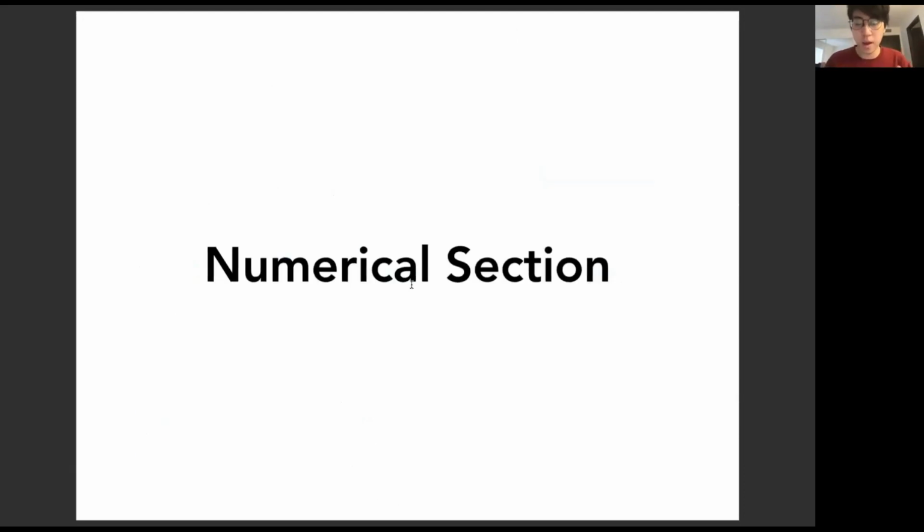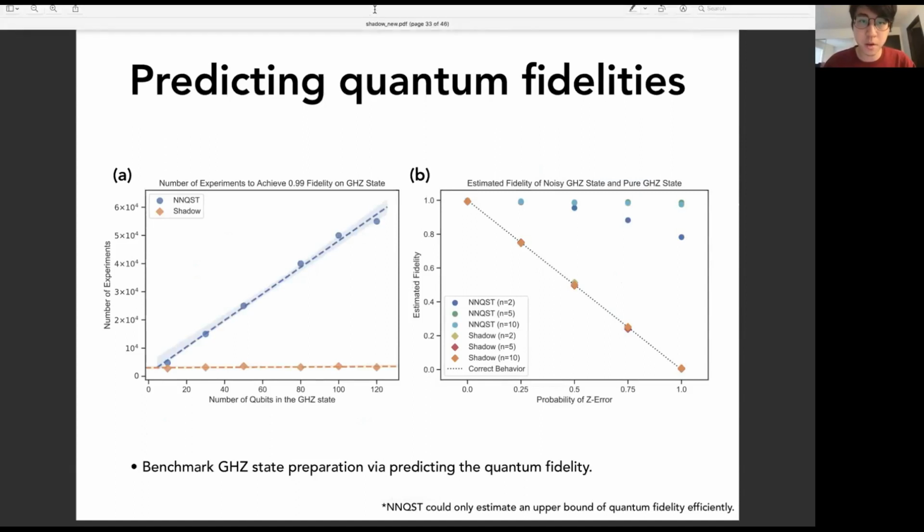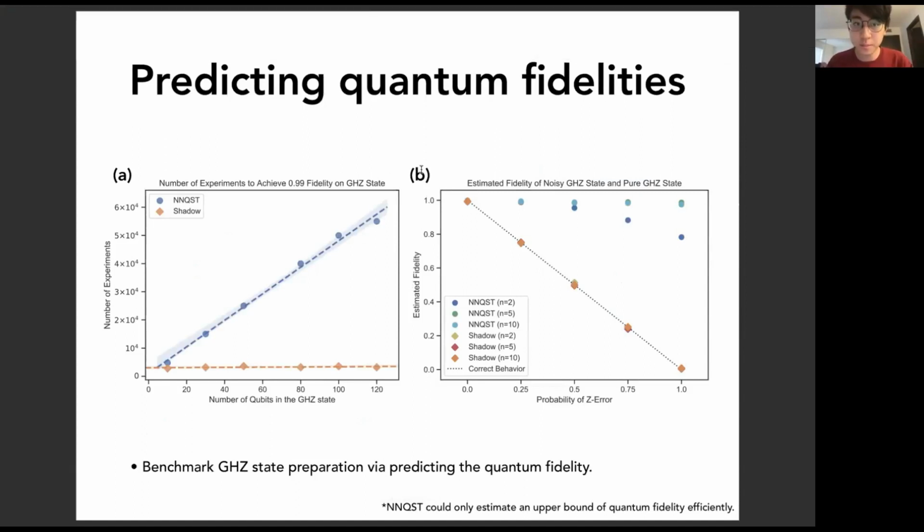So while we only talked about the theoretical part, let's look at some numerical experiments that we did in our original work. This experiment considers predicting quantum fidelities. We assume that in the lab, we have prepared some GHZ state, possibly with some noise on top of it. And then what we wanted to do is get the classical representation of the GHZ state and use it to estimate the fidelity, like whether we have prepared the correct GHZ state or actually we've prepared something wrong. And we compare it with neural network quantum state tomography, which is this blue dot.